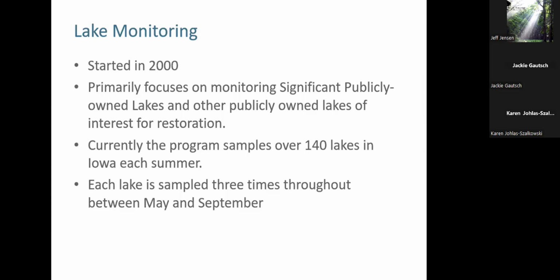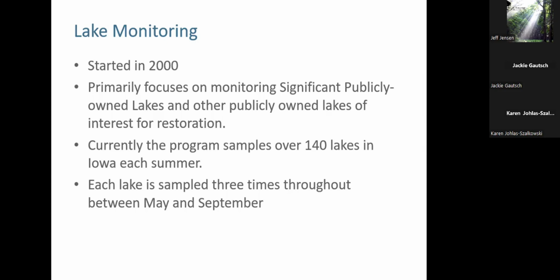Okay, so I'm going to briefly just talk about the different programs that we have throughout the state. So ambient lake monitoring is a big one that we have, and it started in 2000 mostly. We do have some historical data that you'll be able to see on our database as well. But for the most part, the true ambient monitoring started in the year 2000, and it primarily focuses on our significantly public-owned lakes. So these are the lakes that are owned by a city, owned by a county, owned by the state, owned by the federal government, and other publicly owned lakes of interest for restoration.